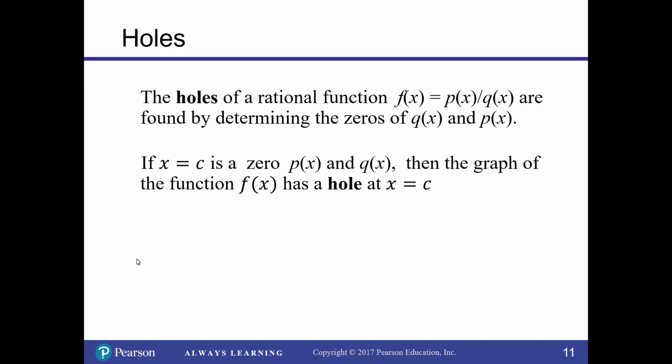Holes of a rational function are found by determining the zeros of the denominator and the numerator again, so q and p. If x equals c is a zero of both p of x and q of x, then the graph of the function has a hole at x equals c.